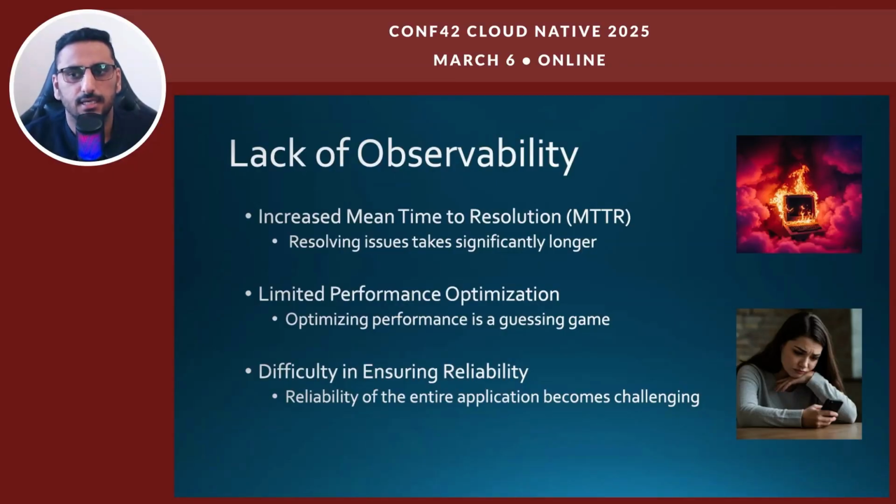The next is limited performance optimization. If we don't have a proper observability setup, then performance bottlenecks in one microservice can cascade, affecting the overall application, and we won't be able to pinpoint exactly what is causing the problem. Without metrics and traces, optimizing performance becomes just a guessing game.